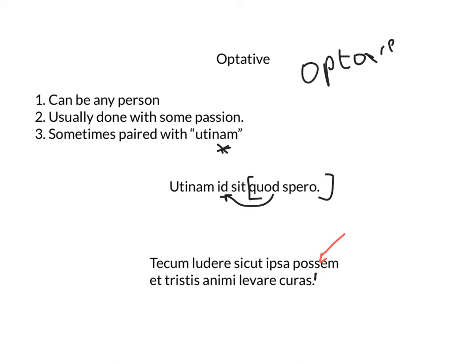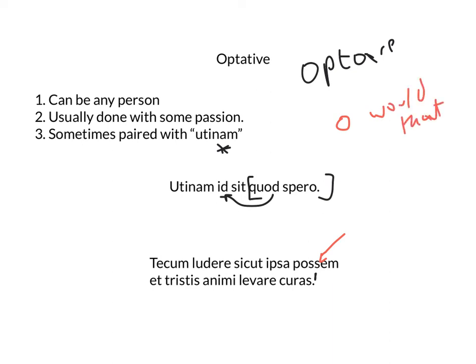May I be able to play with you as she herself does, and may I be able to lighten the cares of my sad heart. And so it's a very interesting one. He's talking about a bird, a little pet bird. It makes people happy. But anyway, you can notice the mood there. You can use like the oh would that translation in this one. Oh would that.